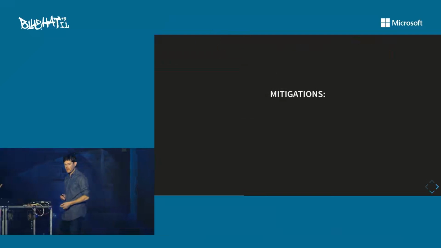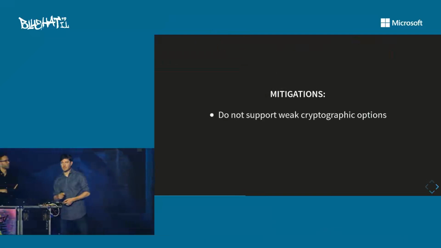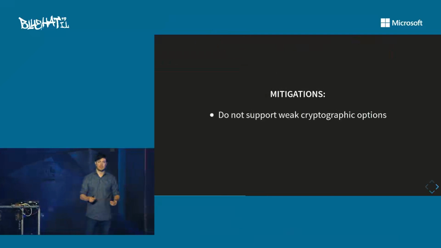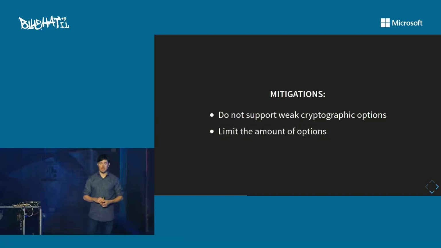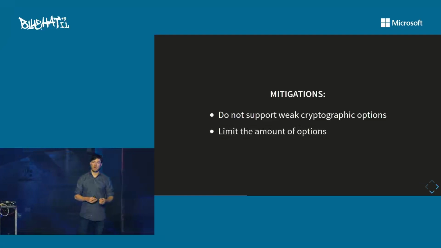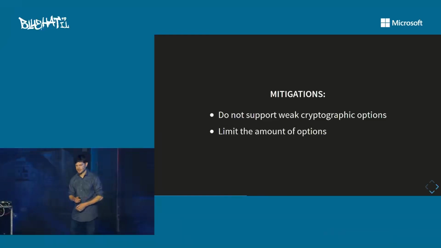So how could this have been mitigated? Well, first of all, they probably shouldn't have supported weak cryptographic options. And in general, we suggest that limiting the amount of options an attacker can choose from is good for security, because an attacker will always choose the weakest option.